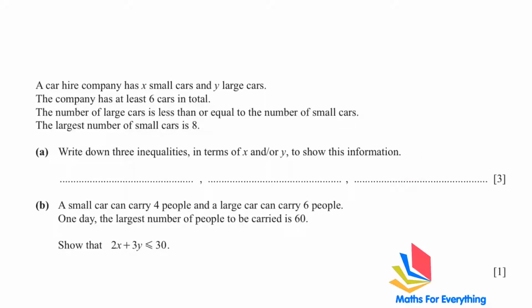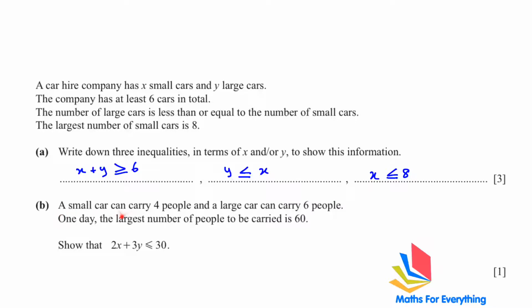So the first one, the company has at least 6 cars in total. So combining the x and the y, it has to be more than or equal to 6. And the number of large cars is less than or equal to the number of small cars. y is your large cars. It has to be less than or equal to the number of small cars, which is x. And the largest number of small cars is 8. So the number of small cars has to be less than or equal to 8.